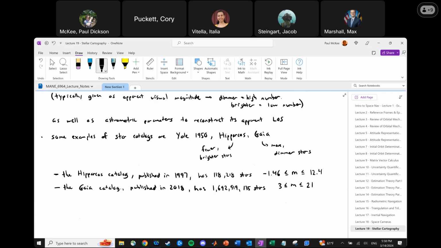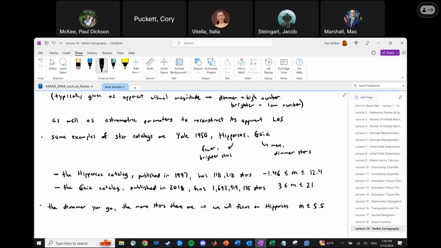And so the dimmer you go, the more stars there are. We will focus on the Hipparcos catalog where m is less than or equal to 5.5. That's what we're going to be working with.